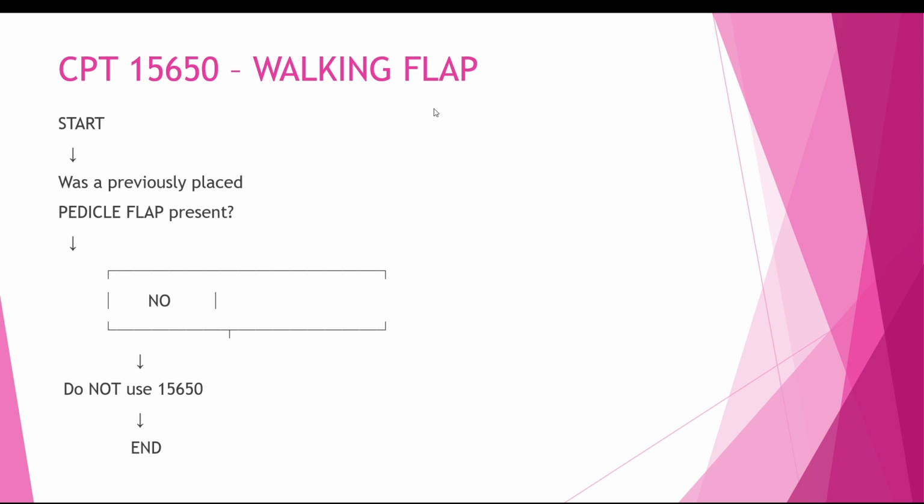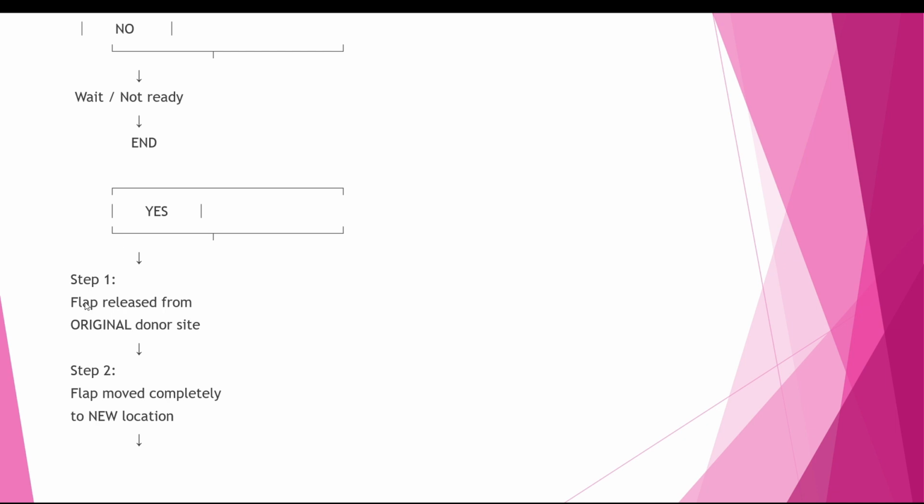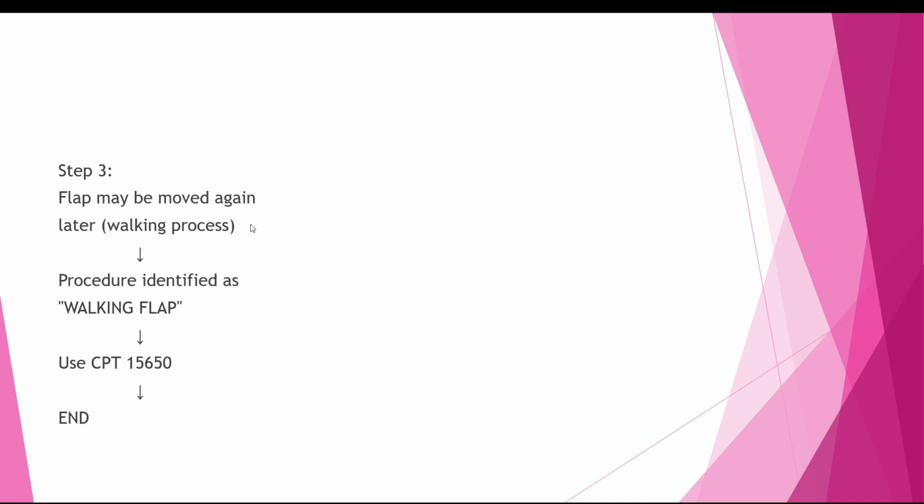Next, we have a walking flap. First you need to check whether a previously placed pedicle flap is present; only then will you code the walking flap. If not, you will not use the walking flap. A walking flap moves from one body part across the body in stages. Here the flap is developed with good blood supply from the recipient side. The flap is released from the original donor site and moved completely to the new location. The flap is moved again later, like a walking process, so the name walking flap.